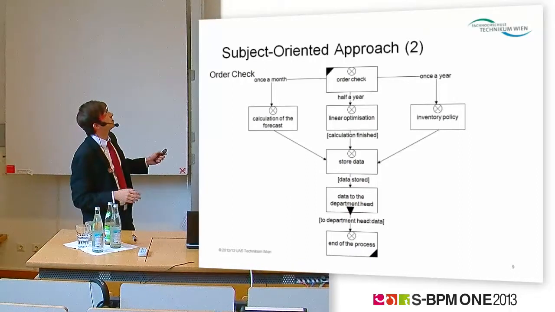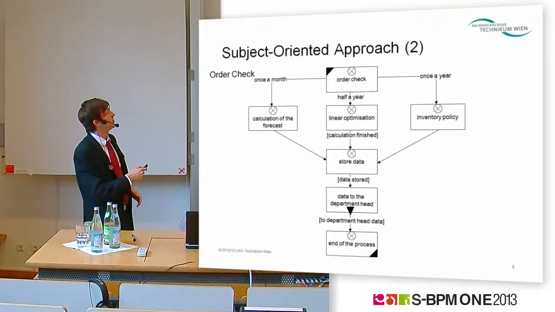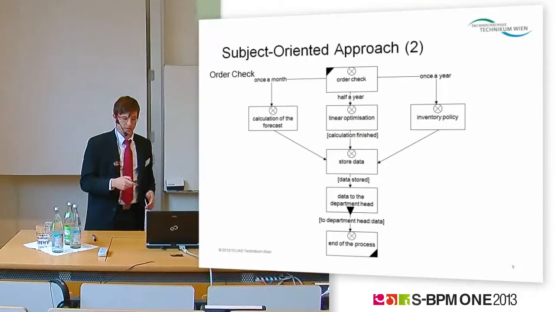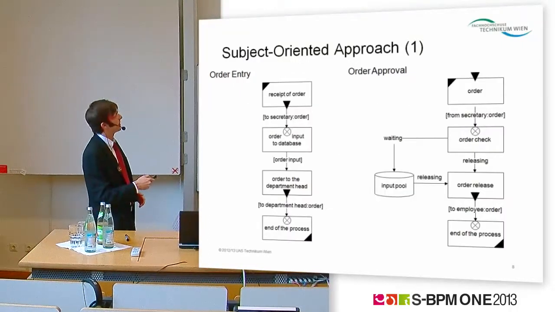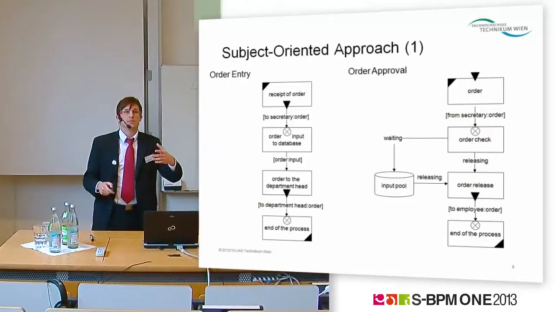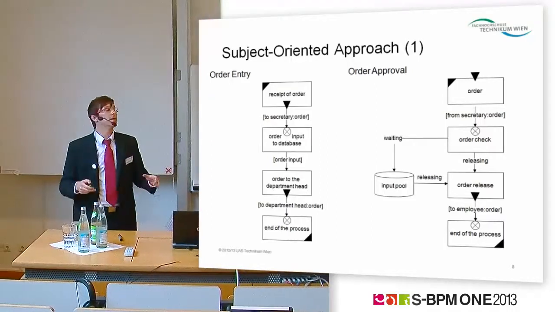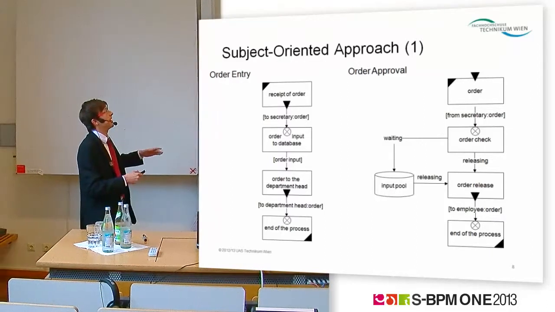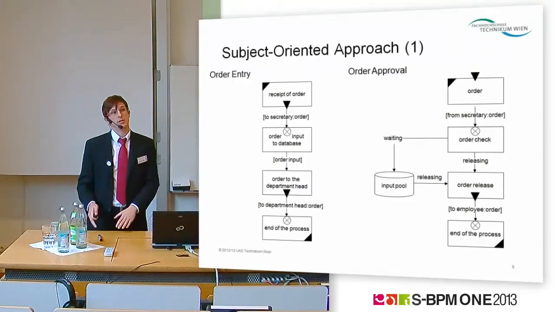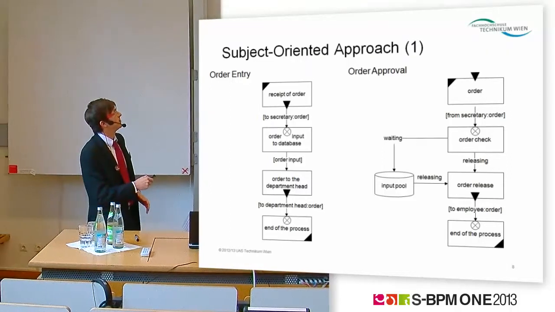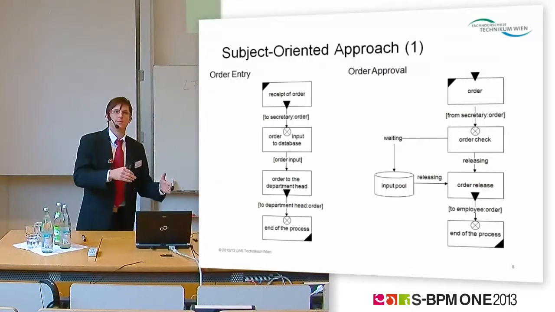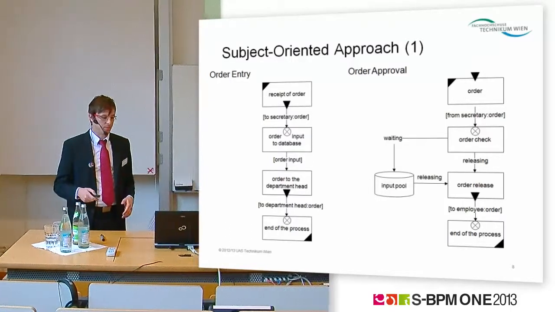So when the calculations are finished, then the data is stored and given to the department head. Then the process is finished. Then we came back to the process order approval. And then with the results of the calculation, the department head can decide either the order is released because the lot size is not reached yet, or the order is given into the input pool where the order is waiting for the next release, for example.